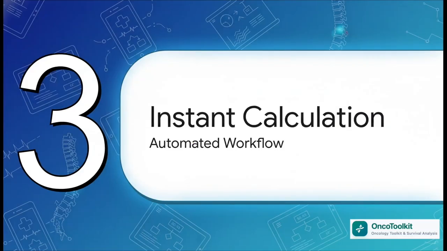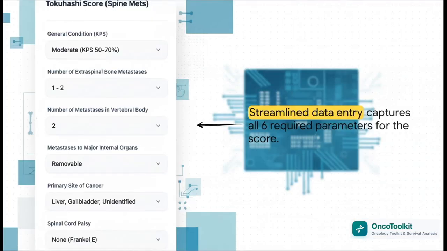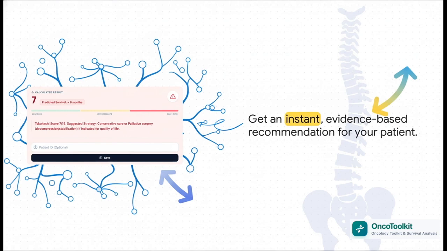All right, so now that we've got the science down, let's actually see how the app takes all of this and builds it into a super streamlined clinical workflow. So here we are. It's dead simple. You just go down the list and plug in the patient's parameters using the clinical data you already have right at your fingertips. Each of those 6 Tokuhashi factors we talked about is just a clean, simple drop-down menu. And boom, just like that, you get an immediate actionable result: the total score, the predicted survival category, and the evidence-based suggested strategy. It turns a complex, multifactorial assessment into a clear point-of-care decision support tool.